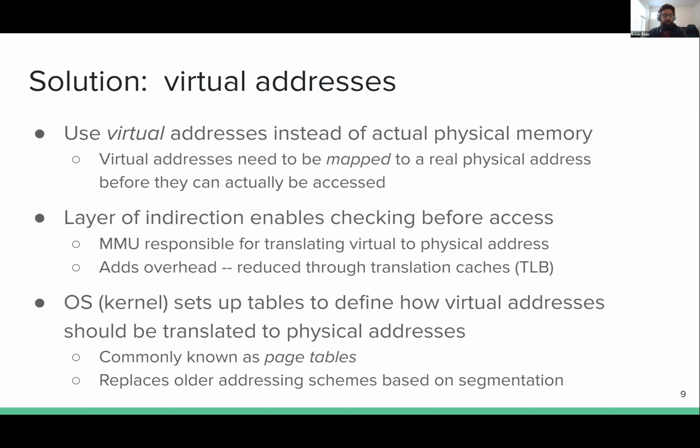In this case, the processor doesn't really do the checking, but you can think of the MMU as part of the processor. The MMU is the one doing this checking. It's the entity responsible for translating virtual to physical addresses. And this does add some overhead, but we typically reduce this by using translation caches, commonly referred to as the TLB, the translation lookaside buffer. All right. So in order to actually set up this mapping that we encode in the MMU, the OS, more specifically the kernel, is responsible for setting up tables to define how a virtual address should be translated to a physical one. And this is commonly known as page tables, which you've probably heard of.